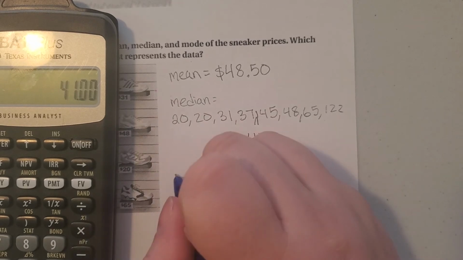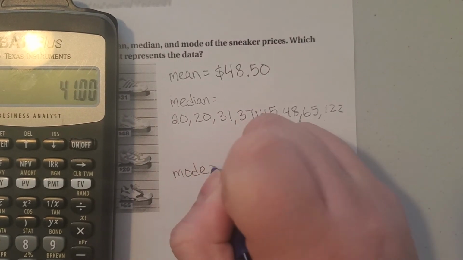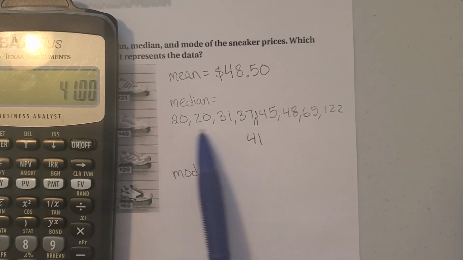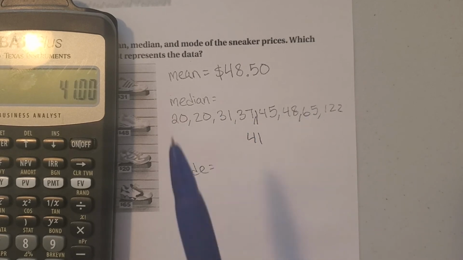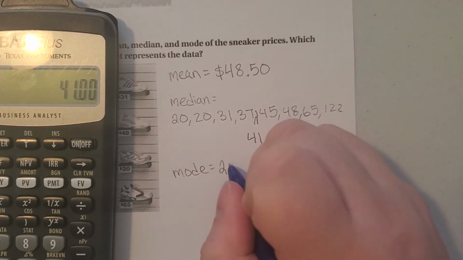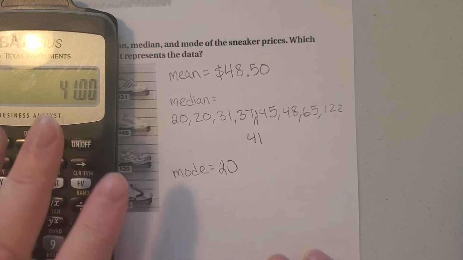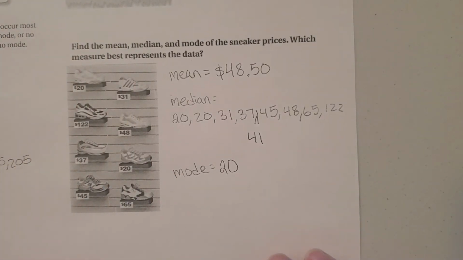And then finally, mode, the number that shows up the most. When I look at my data from least to greatest, it's easy to see that 20 repeats itself, so my mode is 20.